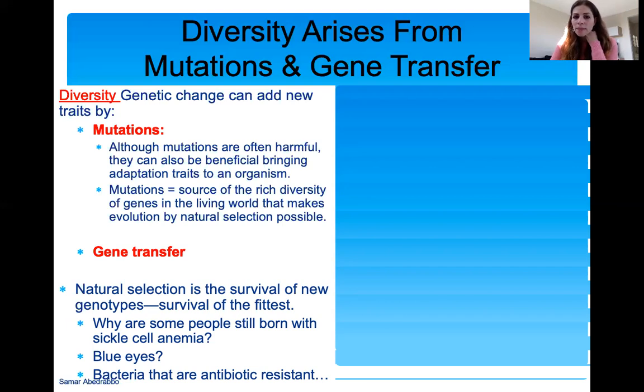from malaria. With malaria, it's easier to get if you have your round, healthy red blood cells, and it's harder to contract if you have sickle cell anemia. So this is why sickle cell anemia has still been maintained in society. Blue eyes have been maintained because they're not harmful, so they weren't a harmful mutation. And bacteria that are antibiotic resistant, as you can imagine, it can be very beneficial for a bacteria to not be harmed by antibiotics. These are all things that were caused by mutations. Many, many more organisms are diverse due to different mutations that they've gained over time.